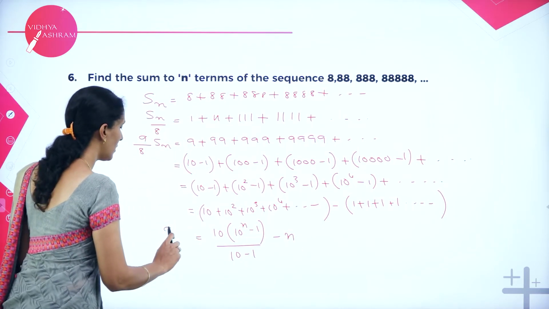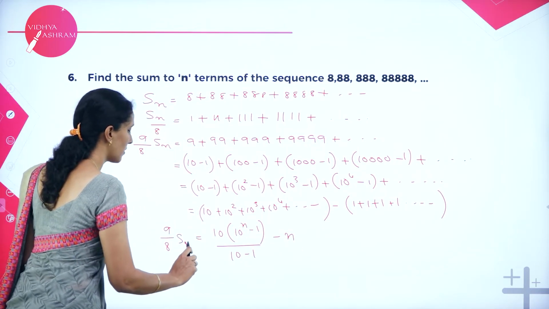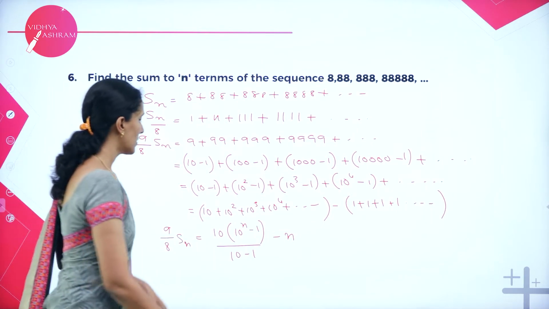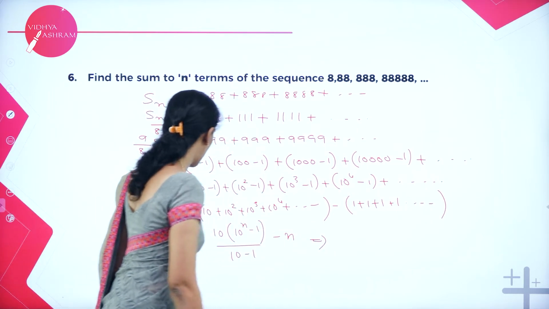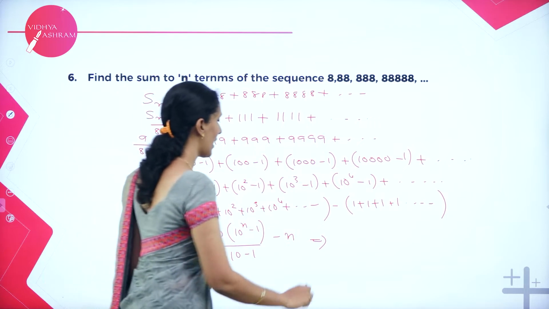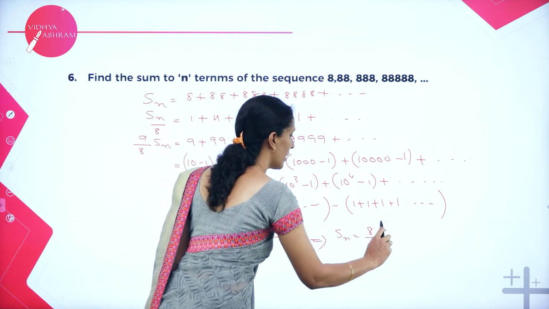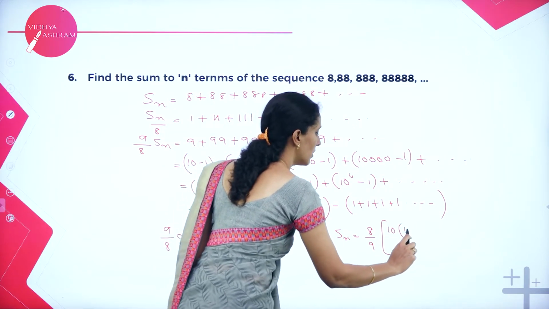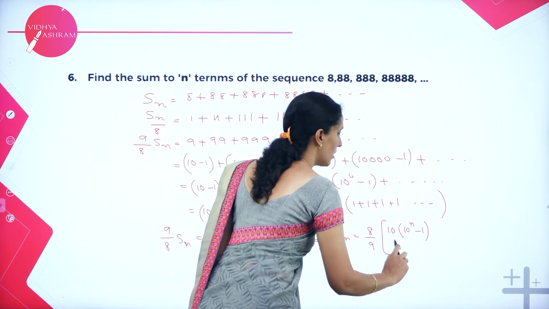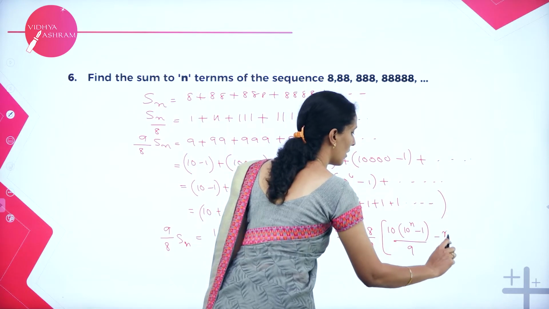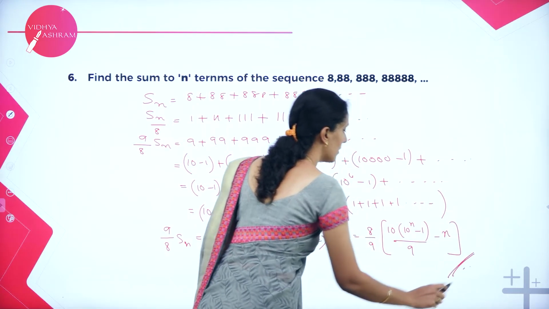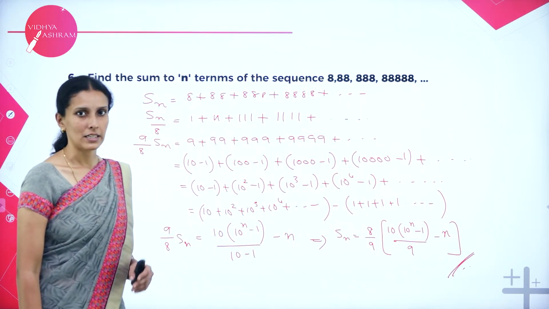So I have here 9 by 8 Sn. So now I will get this. When you shift 9 by 8 to the right hand side, you will get Sn is equal to 8 by 9 into 10 power n minus 1 divided by 9 minus n. So this is the sum of n terms of the given series.